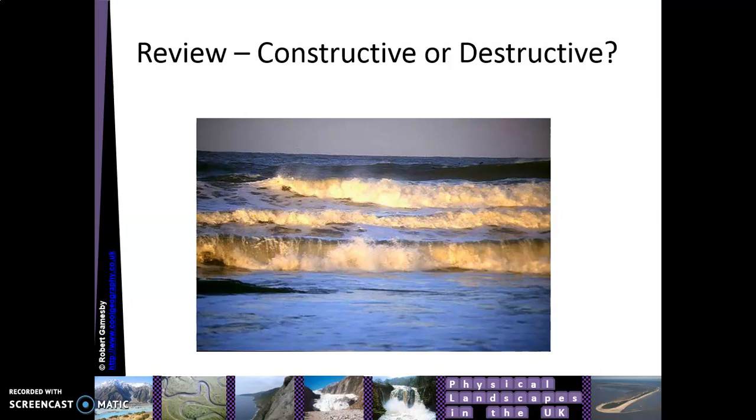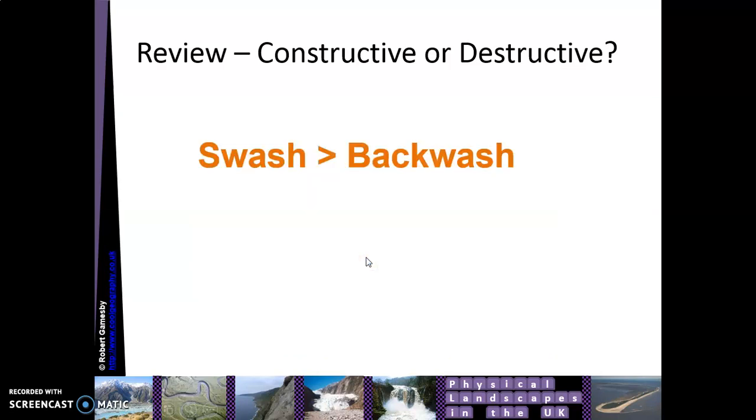This one here, much different. So constructive or destructive. This one's constructive because it's a lot lower wave height. You can see there's not many coming in at once, and because it's a low wave height, as you can see here, it's not going to scour away and take away loads of material.